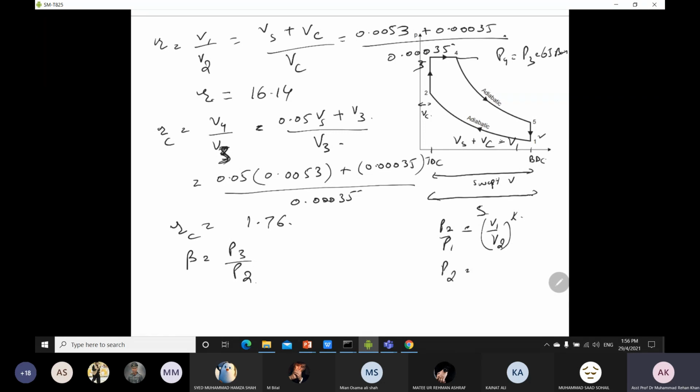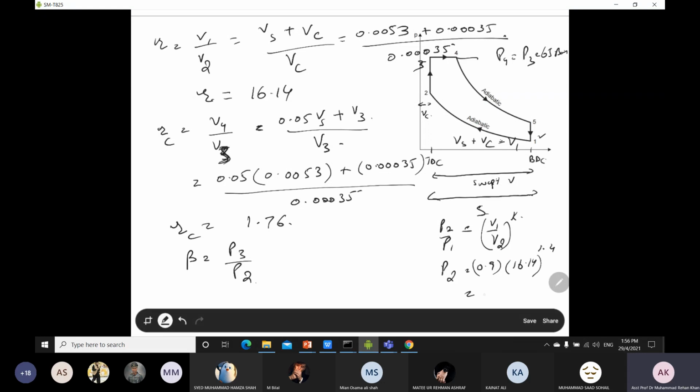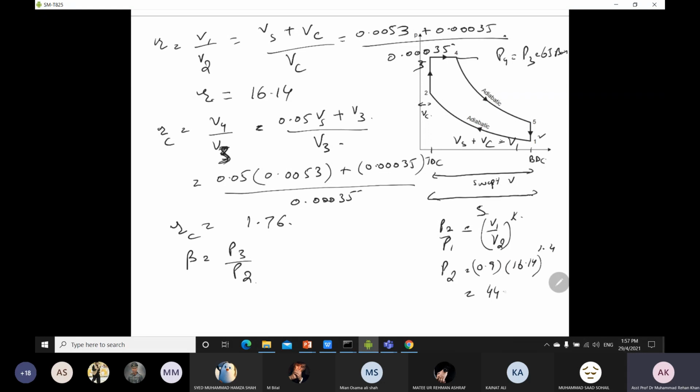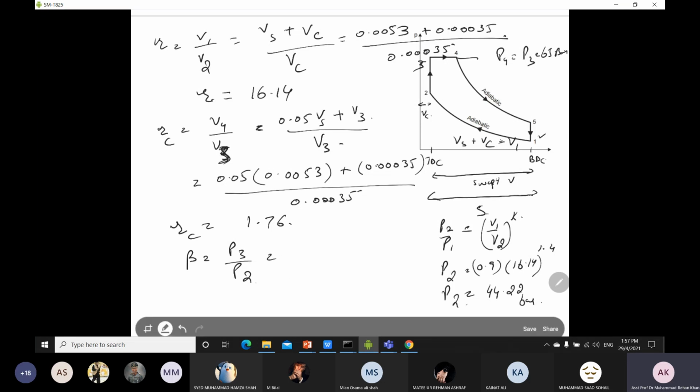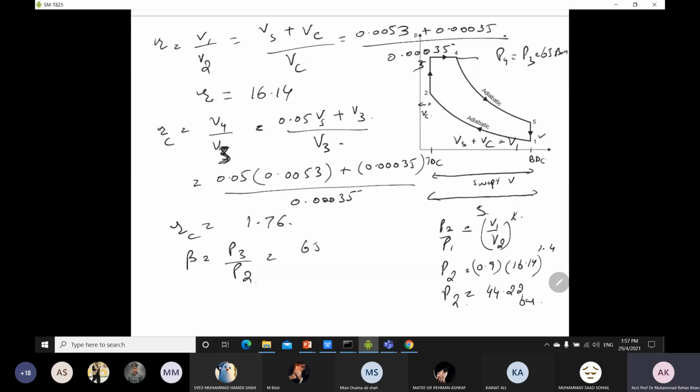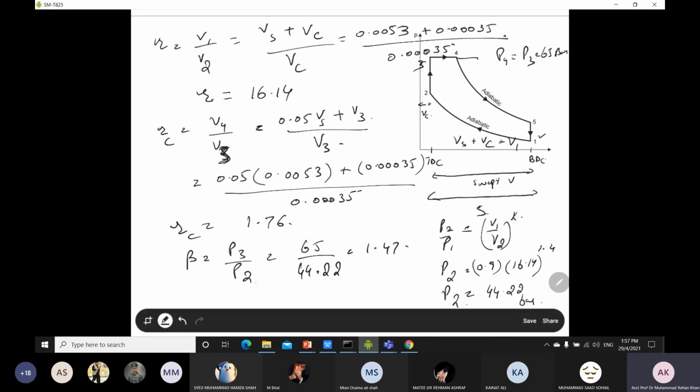Okay, so from here, 0.9 bar, and V1 over V2 is your compression ratio, which we already found in the previous step, 16.14, and the value of K is 1.4. From here I can just put in all the values and solve it. 44.22 bar is your P2 value. And from here I can easily find the pressure ratio also: 65 divided by 44.22, and from here I can get 1.47. Okay, so this is the beta.